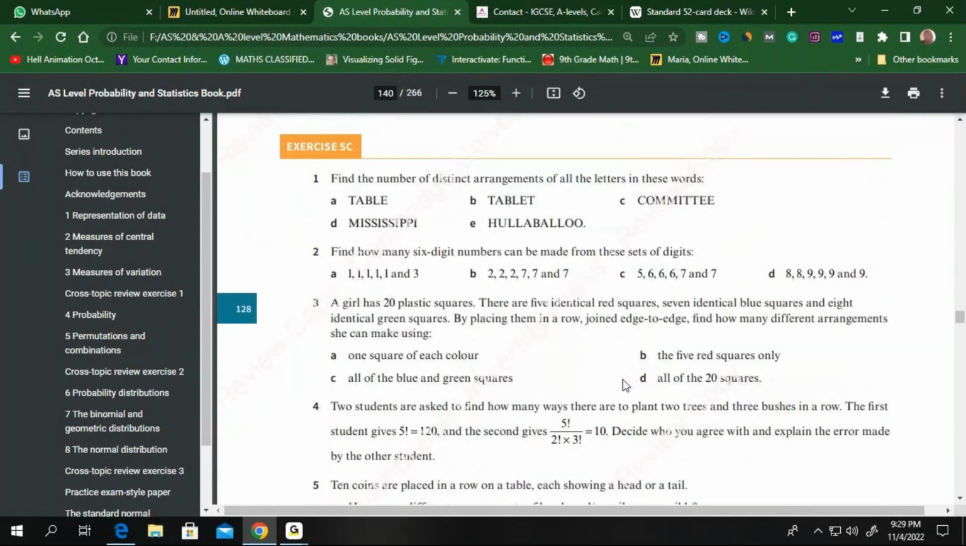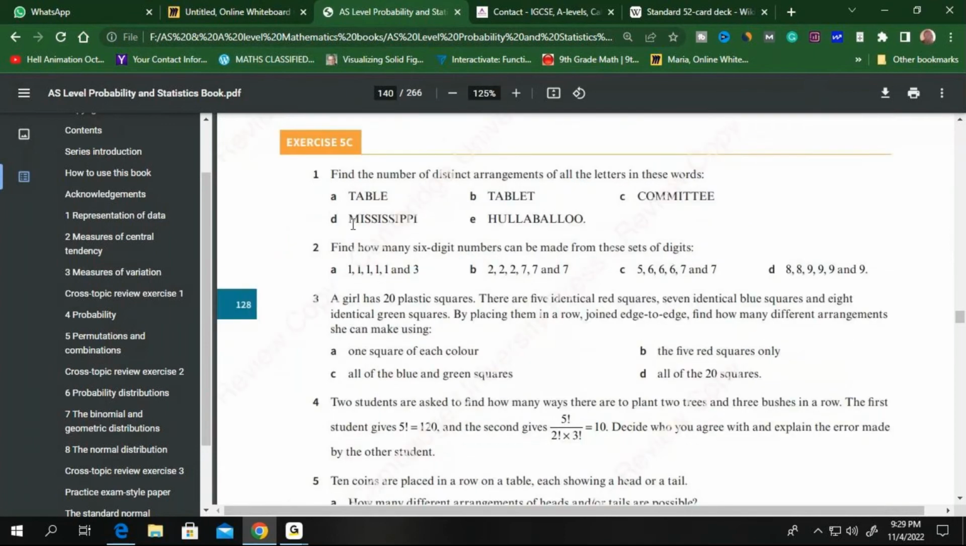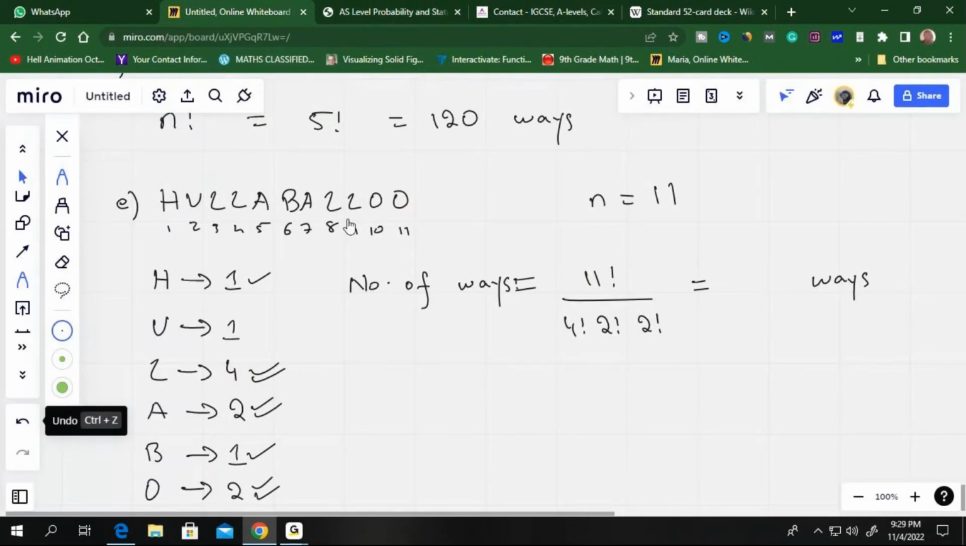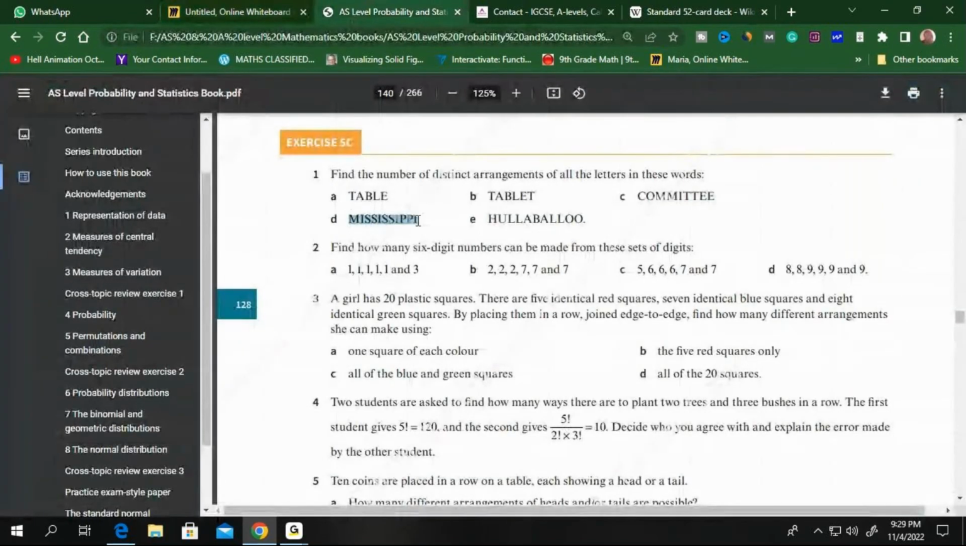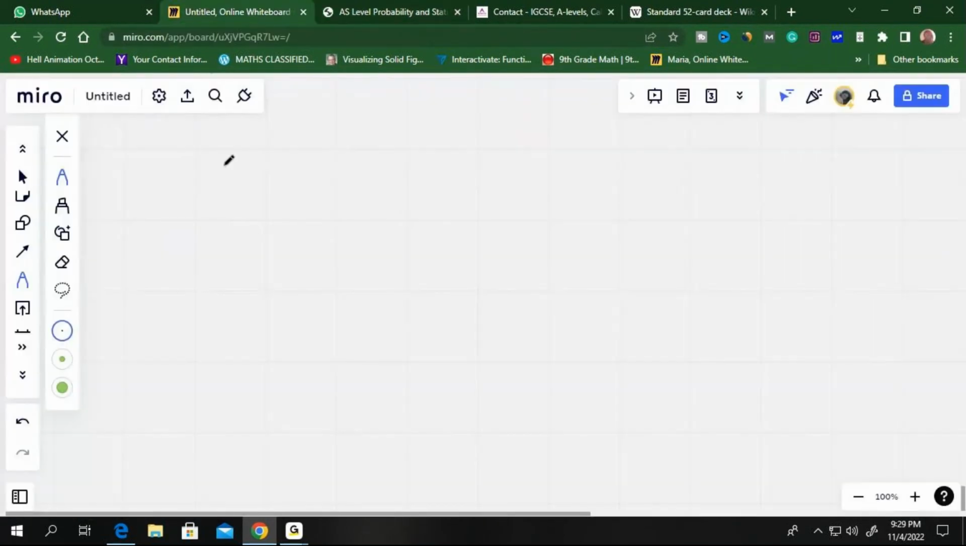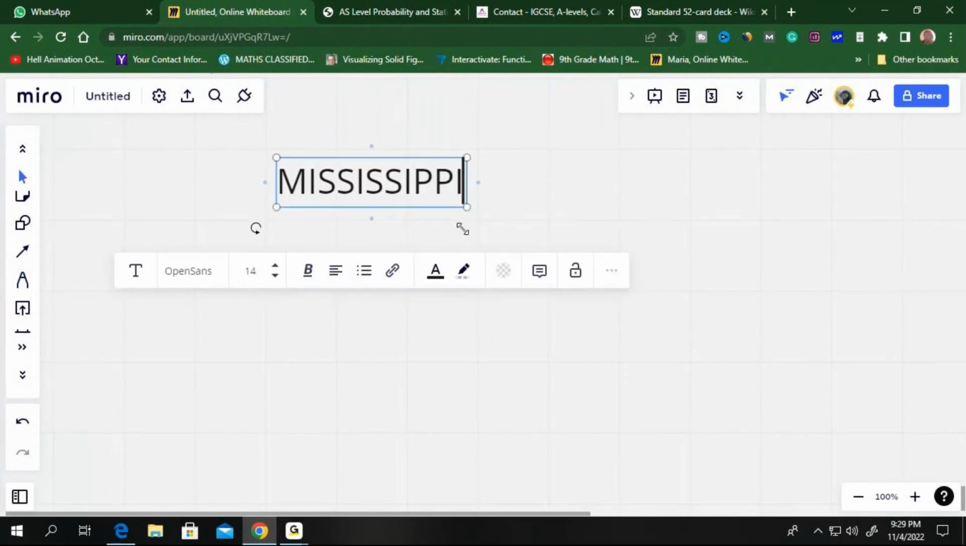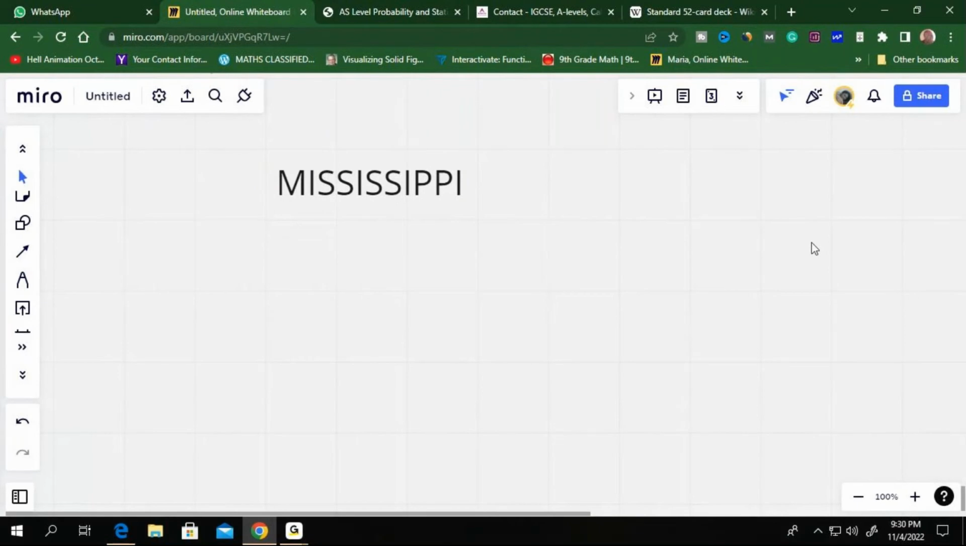And then I need you to do part D by yourself. Mississippi, a state in America, a North American state it is. Mississippi here. It's part D.